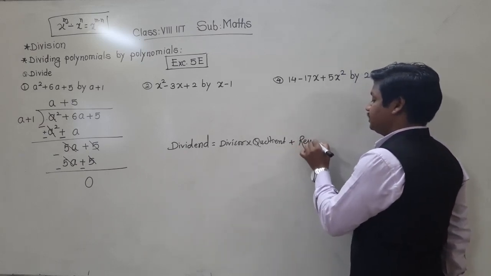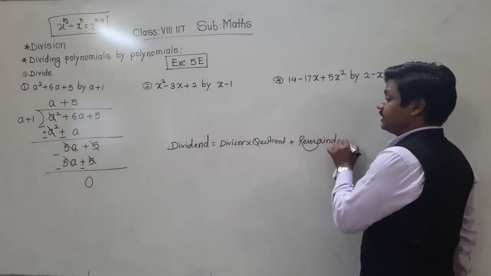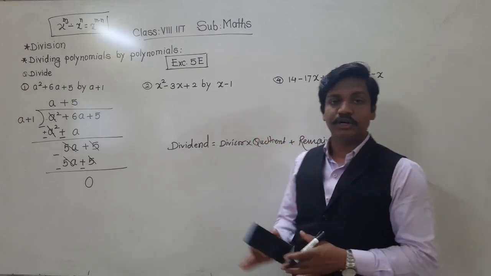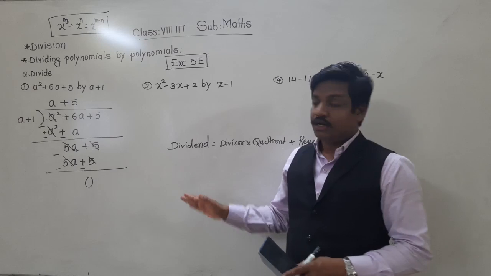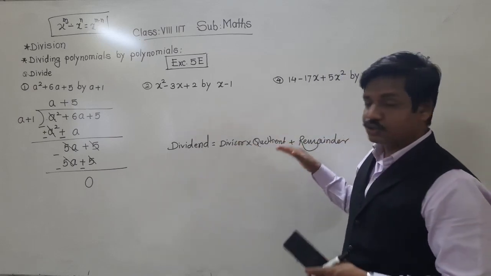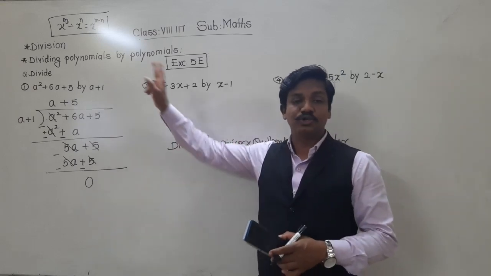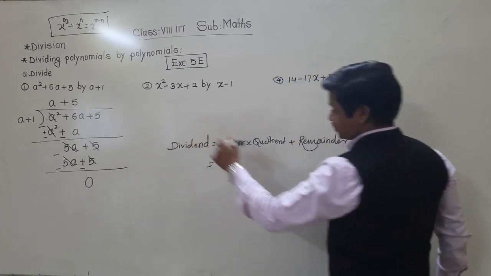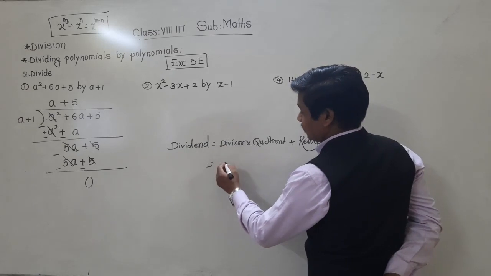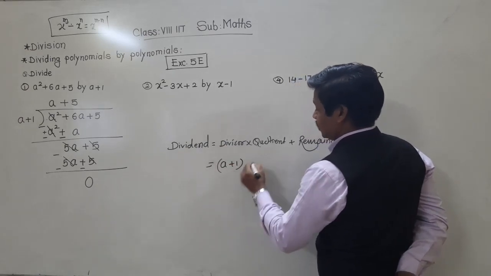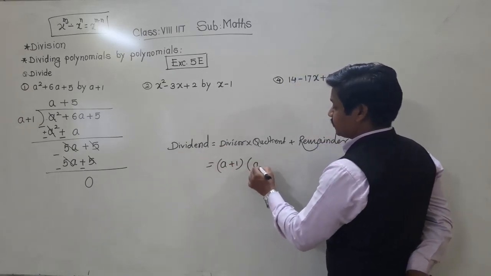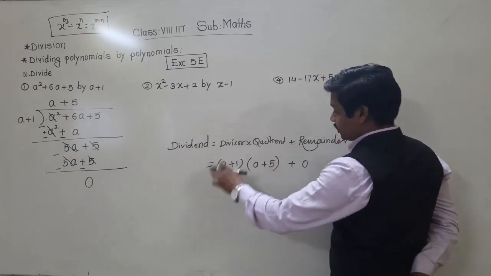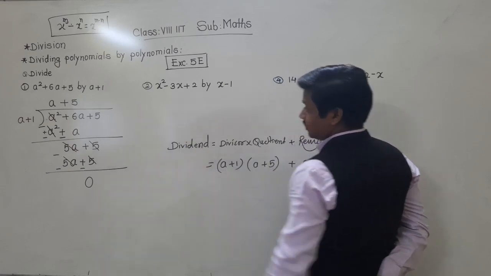Do you know this formula? Dividend is equal to divisor into quotient plus remainder. It is called the division algorithm, and this formula is used to check, to verify whether the quotient is correct or not. Okay, so in this formula, let us check the first one. I will show you. Divisor is a plus 1 into quotient is a plus 5 plus remainder is 0. So if we do this operation, we will get the dividend, that is a square plus 6a plus 5.